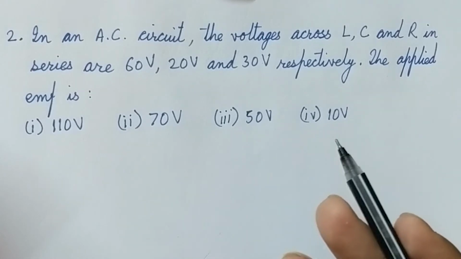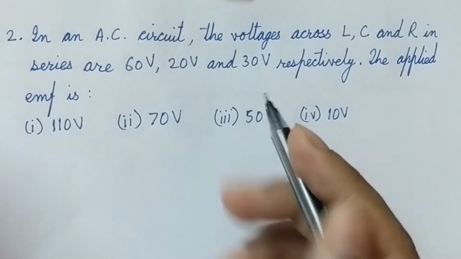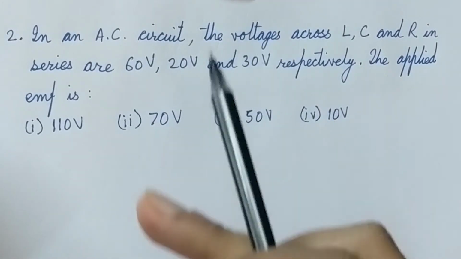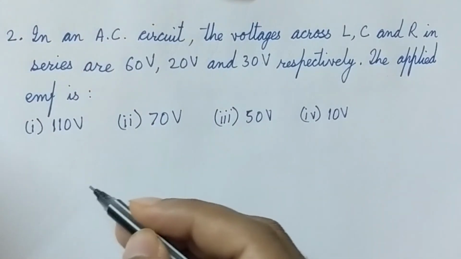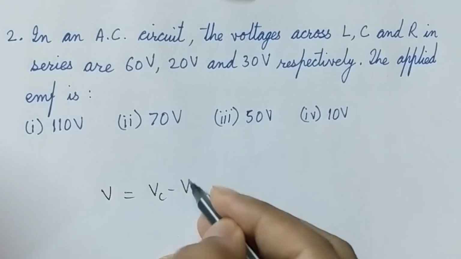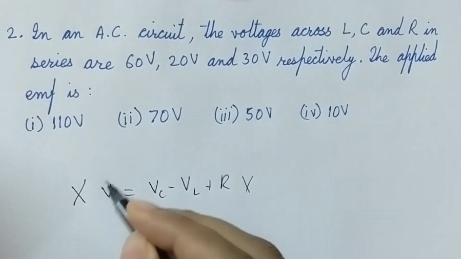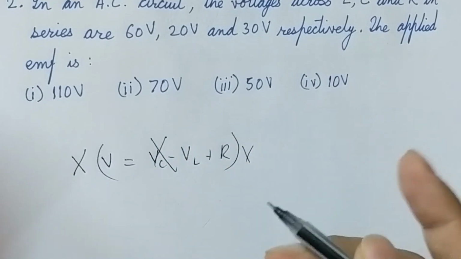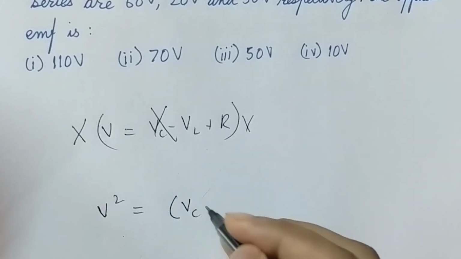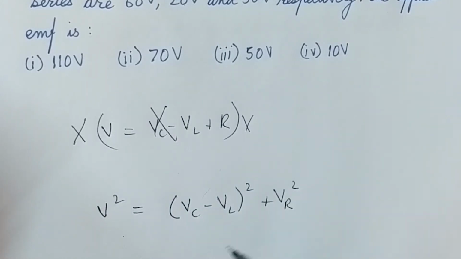But in an AC circuit, that is not how you proceed. In an AC circuit, you have to do the subtraction of the inductance and the capacitance because they are in the same axis. So here again, a lot of students make the formula that V is equal to VC minus VL plus R. Once again, this is incorrect. The correct formula to do this is V square is equal to (VC minus VL) whole square plus VR square.